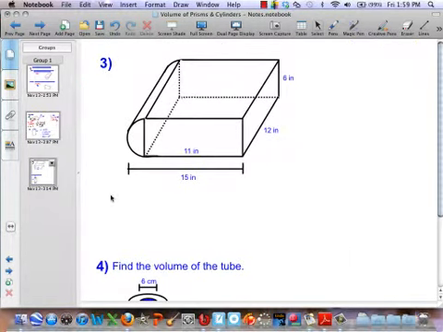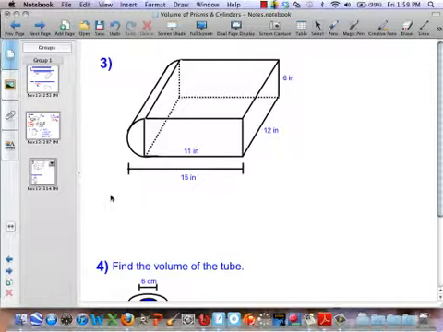Number 3, trying to find the volume. What do you notice about number 3? It's a rectangle with half of a cylinder. Alright, so I've got a box and half a cylinder. So how are you going to find the volume? You've got to find the volume of the cylinder and the rectangle.